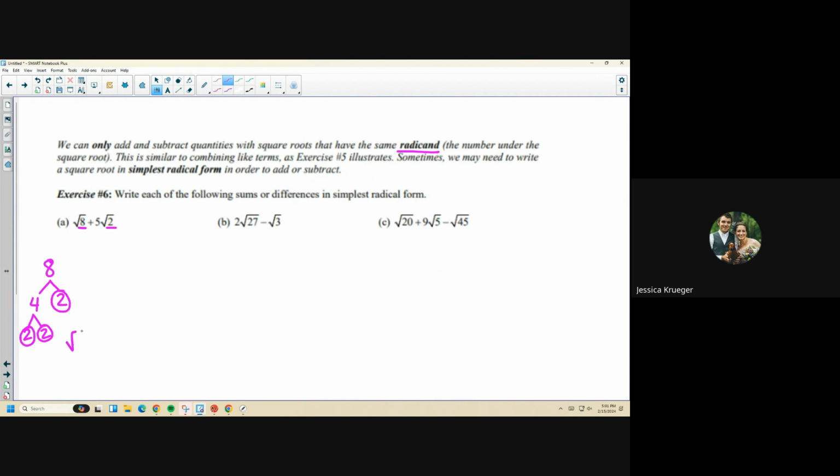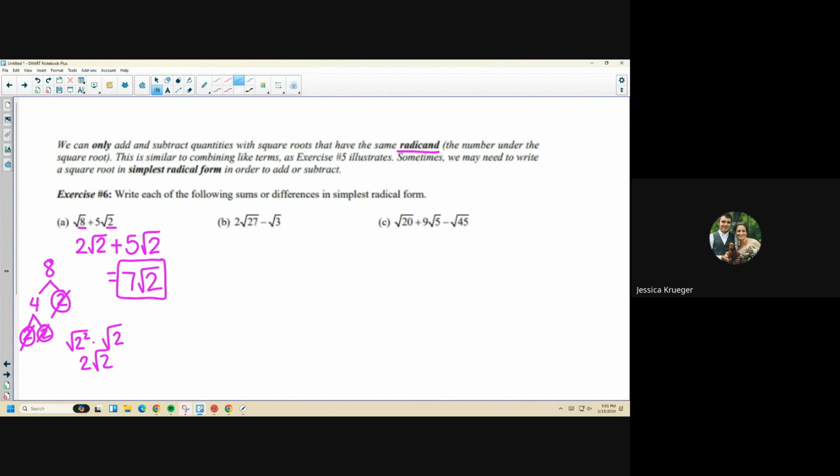So this becomes the square root of 2 squared times the square root of 2, and that is 2 radical 2. So I can rewrite this as 2 radical 2's plus 5 more radical 2's. Altogether, that gives me 7 radical 2's.